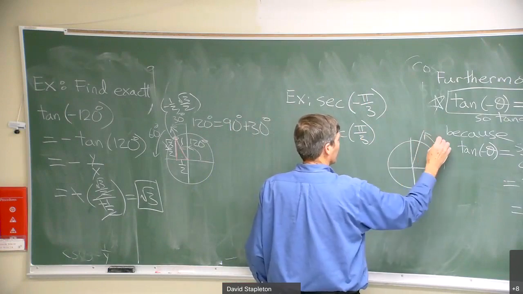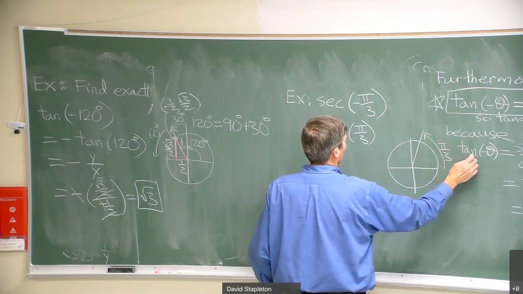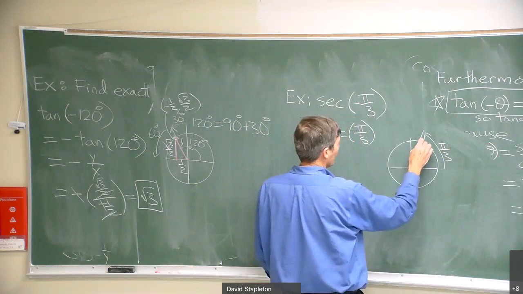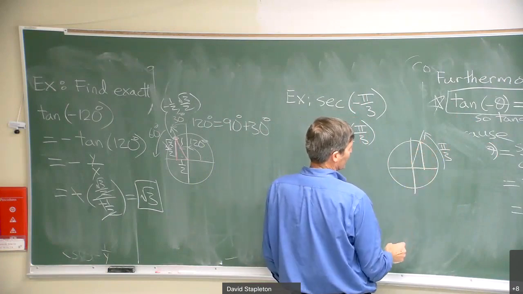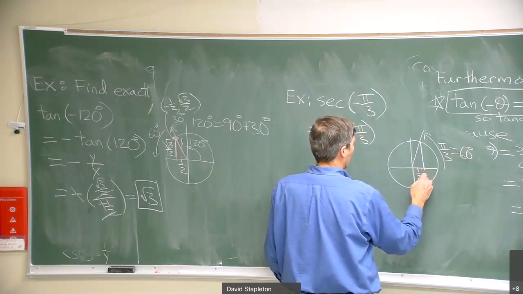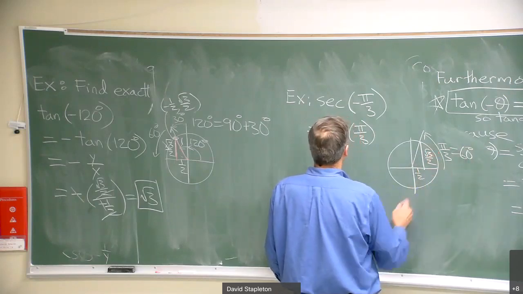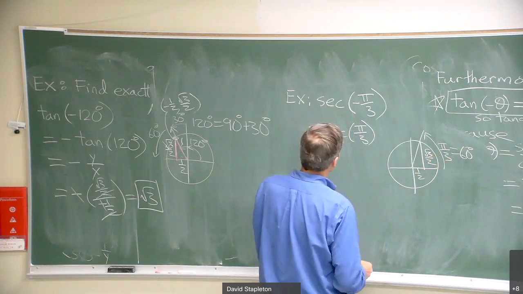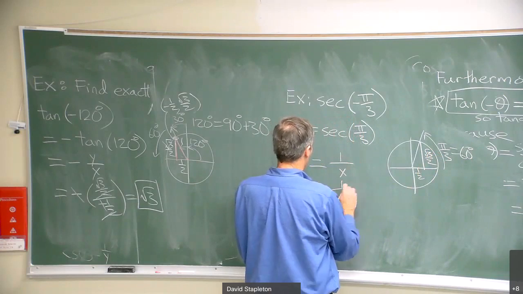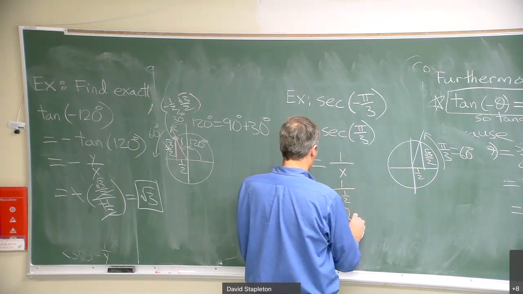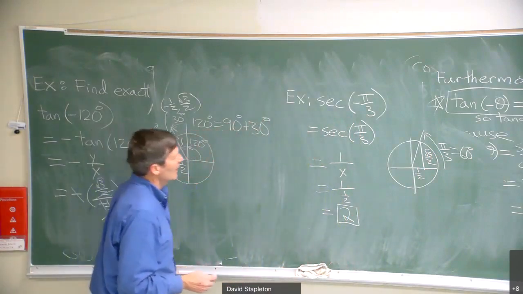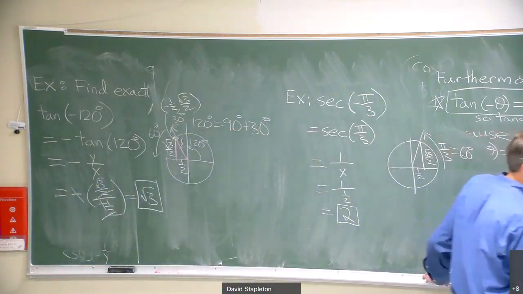Pi over 3, you just have to recall, is 2/3 of a right angle. Or you can remember it's 60 degrees, either way. So when I drop the perpendicular, this is a 30, 60, 90 triangle. And this is a half, this is square root 3 over 2. And the secant of this one is 1 over the x-coordinate, is 1 over a half. It's exactly equal to 2. There's the secant of pi over 3 using the even odd identities.